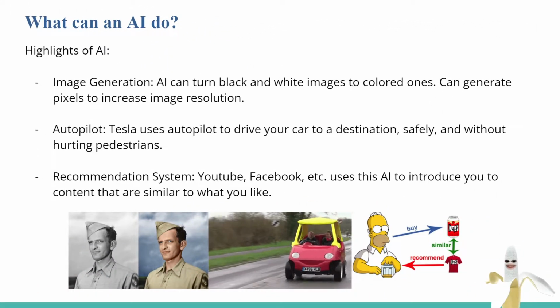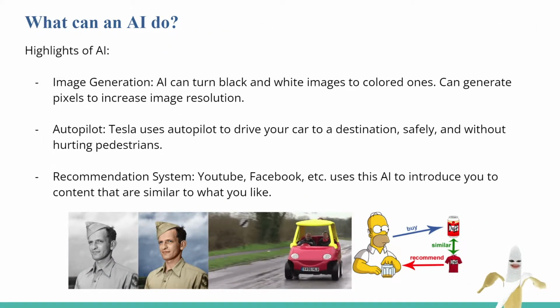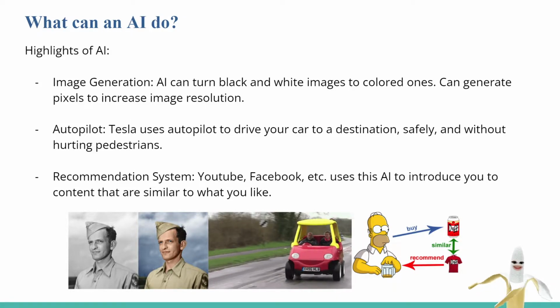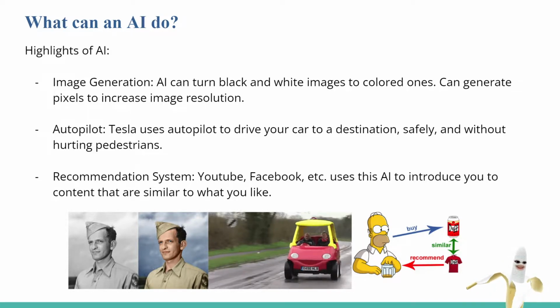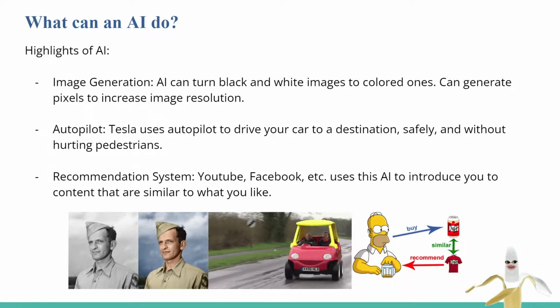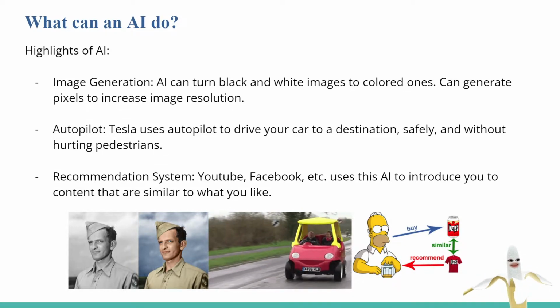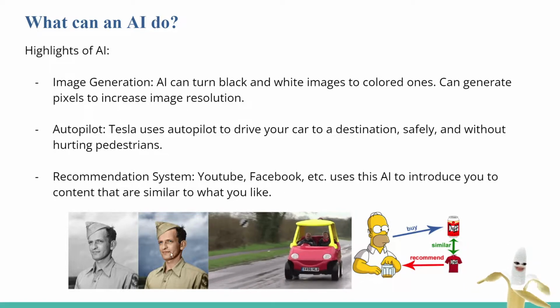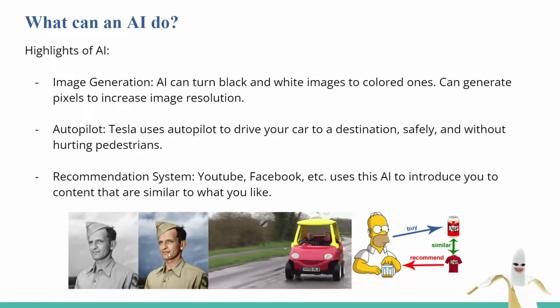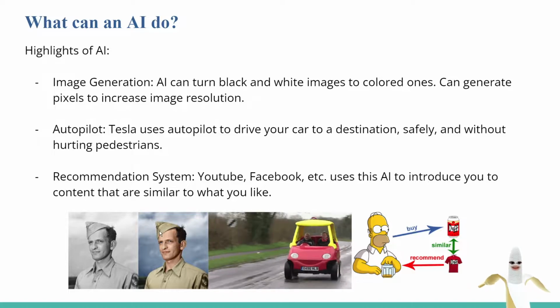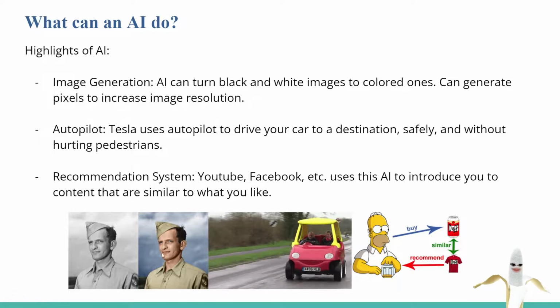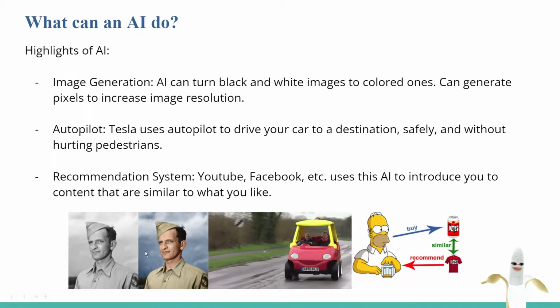So what can an AI do? This is basically some highlights of an AI. There is much more than this, but these are only a few things it can do. The first thing it can do is image generation. Have you ever seen those black and white photos of people in the olden days, like during war, or like your grandmother and grandfather have black and white photos? AI can actually turn those photos into colorful ones, like you can see right here. This is a black and white one. Now this is a colorful one. This is made by AI.